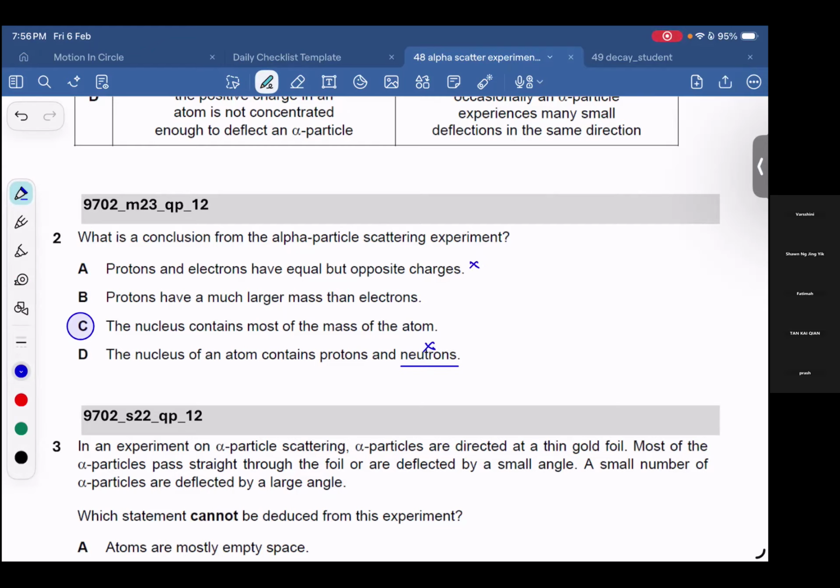From the experiment, we don't know. We only know three things. Most of the space is empty. The nucleus contains positive charge, which is the proton. And number three, most of the mass is concentrated at the nucleus. So B also cannot. We cannot know that a proton has much larger mass than the electron. Here statements A, B, C, their statements are correct, the sentences and information are fine, but they are not the conclusion that we can make from the alpha particle experiment. They are not the answer for the conclusion from the experiment.